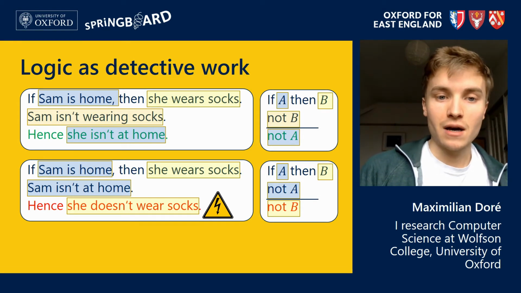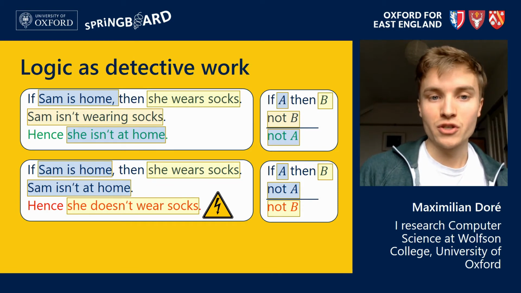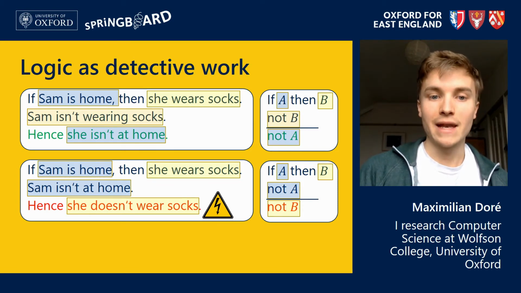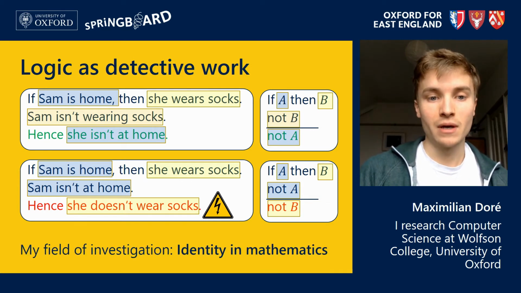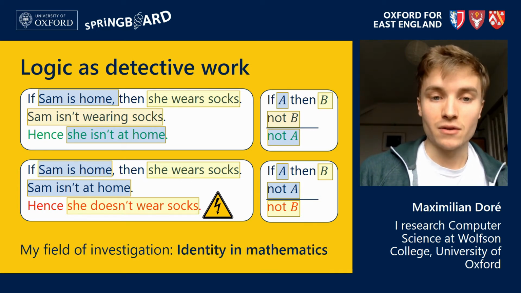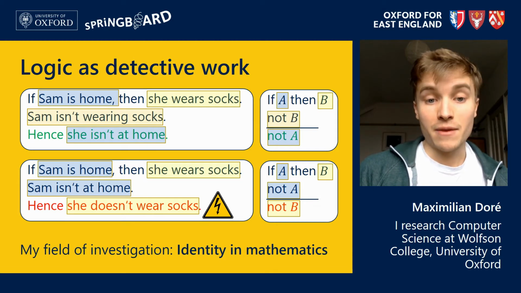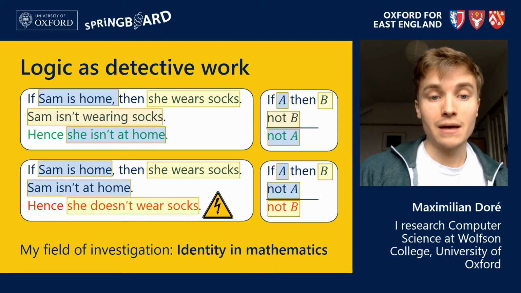So this is one example of how logicians try to find patterns in our language, in this case in our natural language, so language that we use in everyday life. What I'm interested in is not natural language, but mathematical language, and in particular identity statements in mathematics.